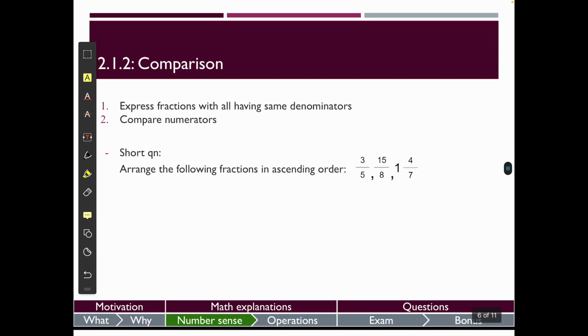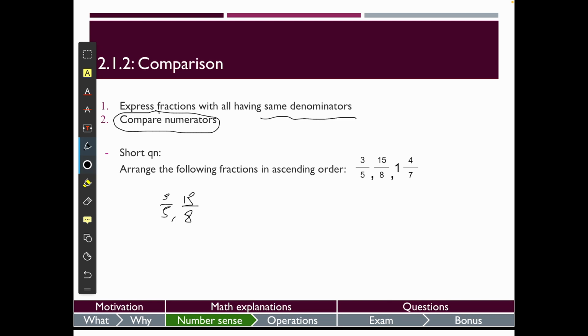So for comparisons, what should we do? We should express the fractions with all having the same denominators, and then you compare the numerators. So here's a short question. Arrange the following fractions in ascending order: 3/5, 15/8, 1 4/7. So as you can see, the denominators are 5, 8 and 7.